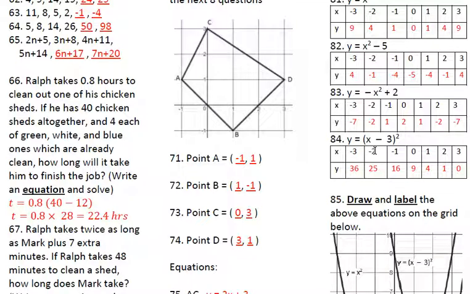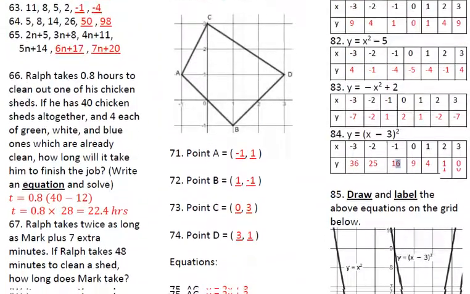In the same way, you've got minus 2 minus 3, which gives you minus 5. You square that and you get positive 25. And then the other one here, minus 1 minus 3 is minus 4, square it, and you get positive 16.